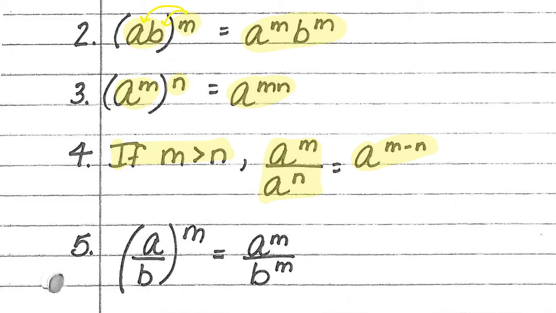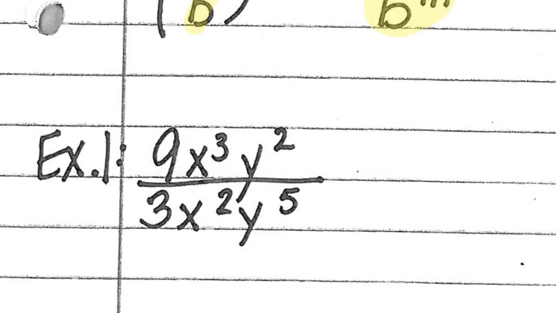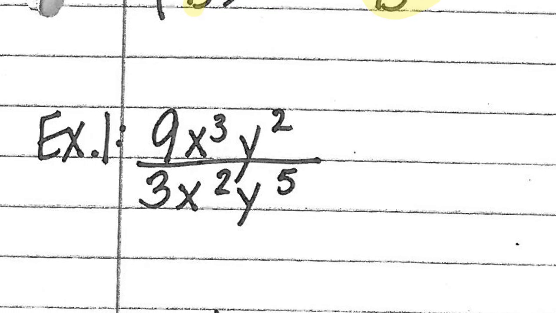And also notice, this is a new one, that this m is going to go to the a and to the b, because we have a over b to the m, which is equal to a to the m over b to the m. Now, I teach this probably a little differently than your Algebra 1 teacher did if you didn't have me. What I first do is draw what we call a vinculum. That is the division line or the fraction bar. And I look at the numbers.